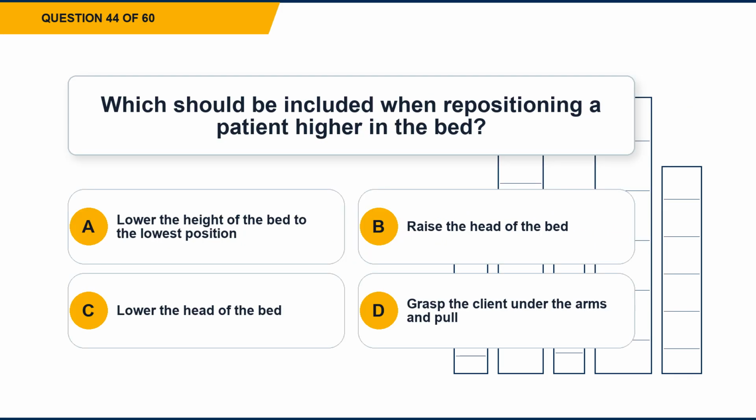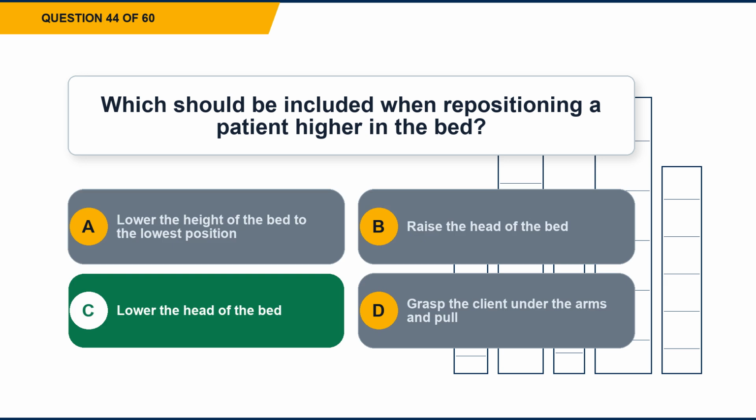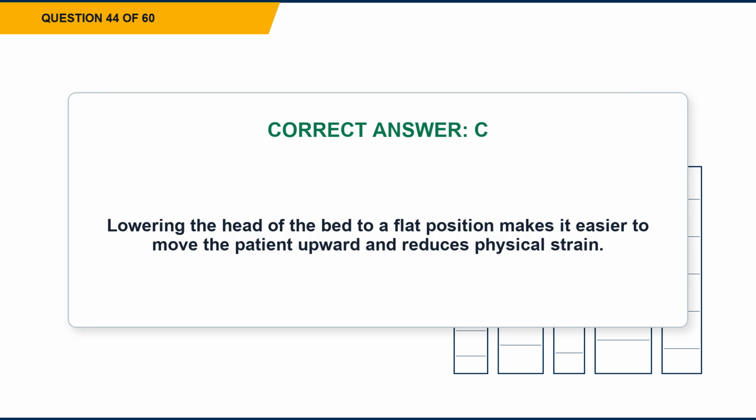Question 44. Which should be included when repositioning a patient higher in the bed? Option A. Lower the height of the bed to the lowest position. Option B. Raise the head of the bed. Option C. Lower the head of the bed. Option D. Grasp the client under the arms and pull. The correct answer is option C. Lower the head of the bed. Explanation. Lowering the head of the bed to a flat position makes it easier to move the patient upward and reduces physical strain.